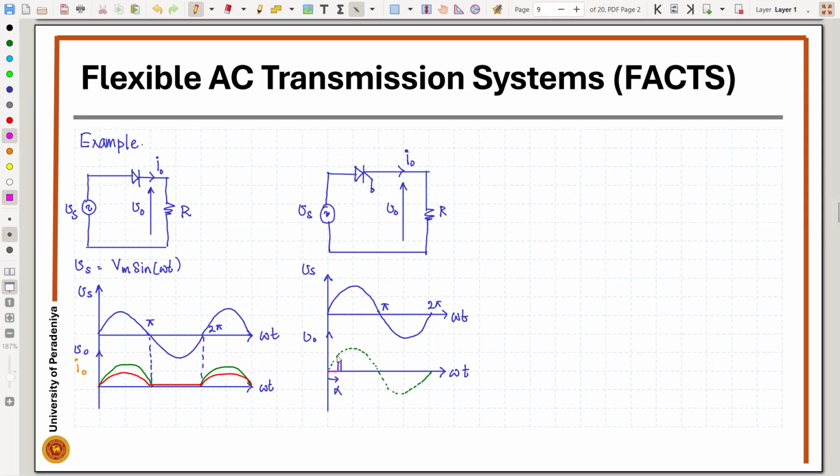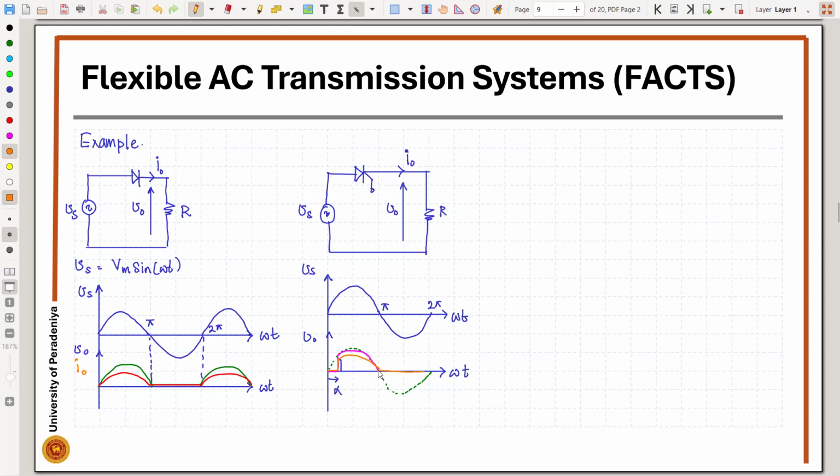Once the firing signal comes, it is going to move on to the forward on state. That means it is going to conduct, so it is going to behave like this. The current waveform would have a similar shape, but depending on the resistance, the current will be different. And at angle π, the voltage will be 0 and the current will be 0.